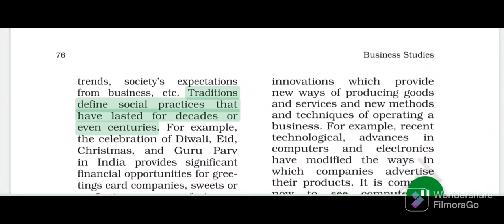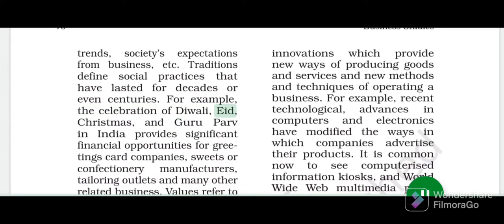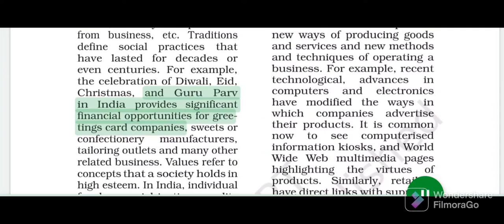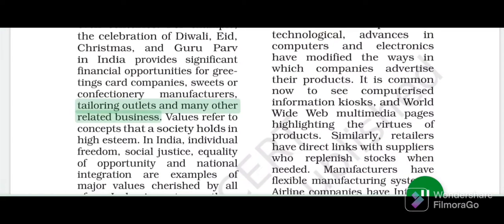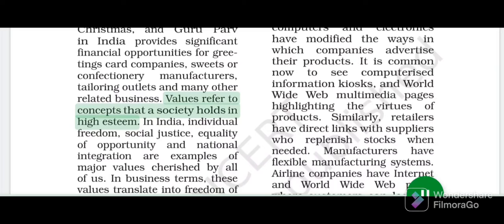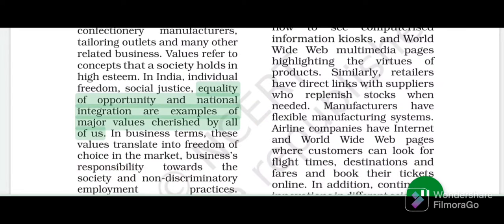Traditions define social practices that have lasted for decades or even centuries. For example, the celebration of Diwali, Eid, Christmas, and Guru Parv in India provides significant financial opportunities for greeting card companies, sweets or confectionery manufacturers, tailoring outlets and many other related businesses. Values refer to concepts that a society holds in high esteem. In India, individual freedom, social justice, equality of opportunity and national integration are examples of major values cherished by all of us.